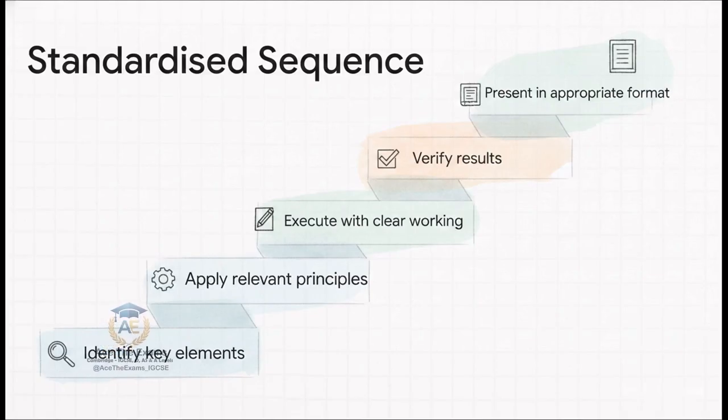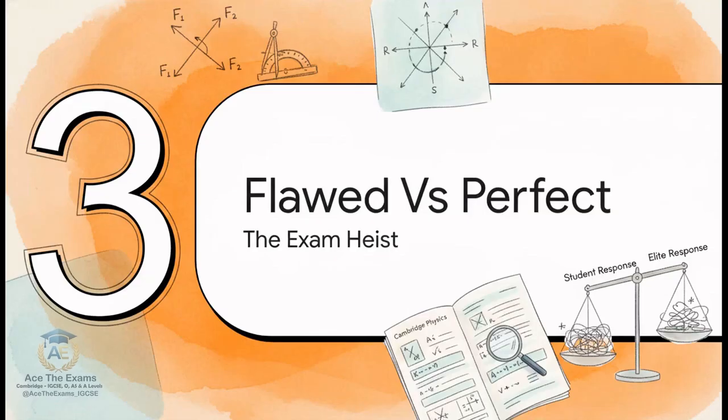When you execute your analysis, the working has to be crystal clear. And honestly, perhaps the most forgotten step is verifying your results. You must always check your answers for physical reasonableness before presenting them. Like if your resulting force vector seems impossibly huge for the scenario described, you need to go back and check your steps. Let's put this into practice with Section 3, flawed versus perfect answers.